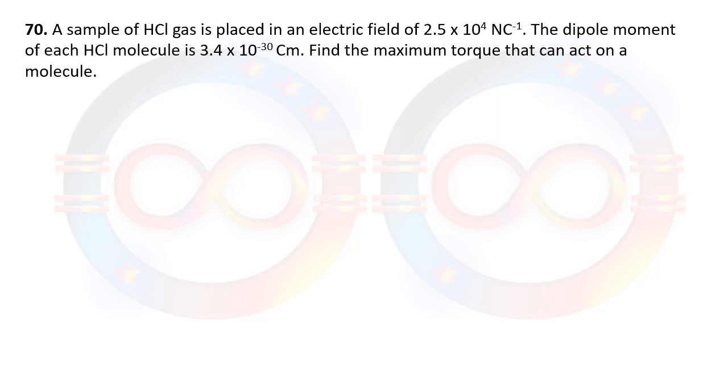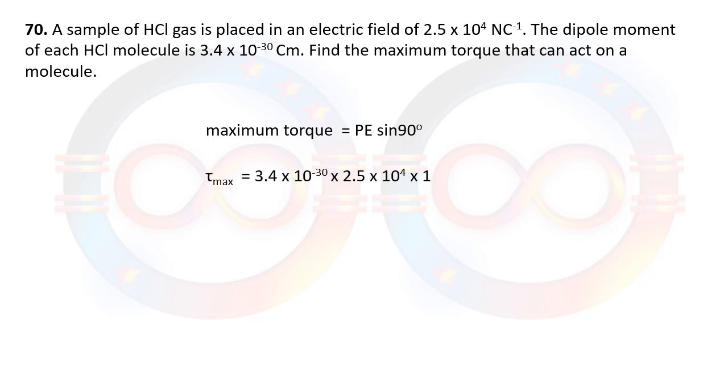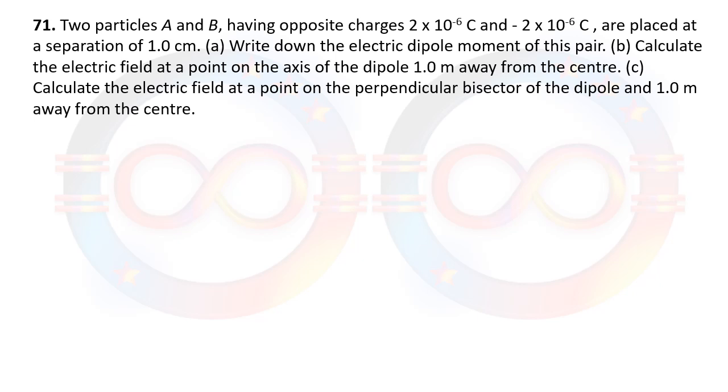Find the maximum torque. If we talk about torque, the maximum torque is PE, because the torque formula is PE sin theta, and torque would be maximum when sin theta is maximum, at 90 degree, where it is 1. P is dipole moment, E is electric field. So once we multiply this P E sin 90, we will be getting 8.5 into 10 raised to minus 26 Newton meter as the maximum torque on the HCl molecule.